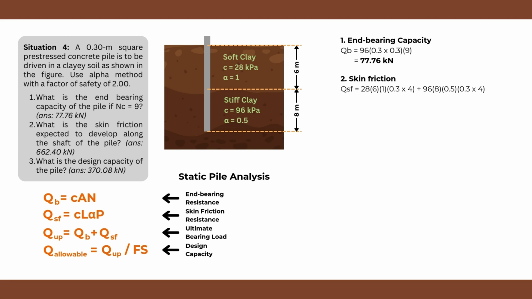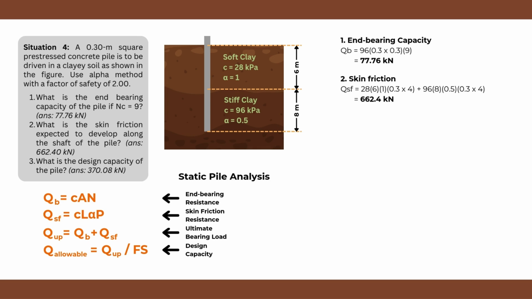Then, adding the skin friction of the layer below, 96 yung cohesion value, 8 meters yung length na tinagusan ng pile, 0.5 yung alpha factor na given, and same perimeter lang din siya all throughout, kaya 0.3 times 4 ulit. Solving this gives us a skin friction value of 662.4 kilonewtons.